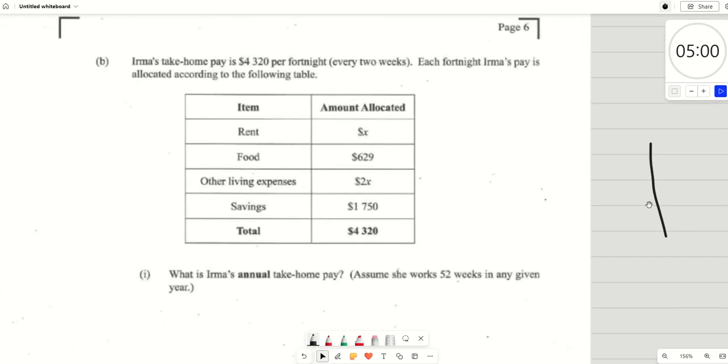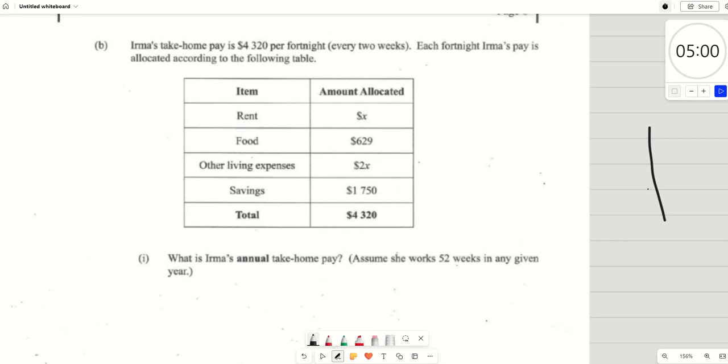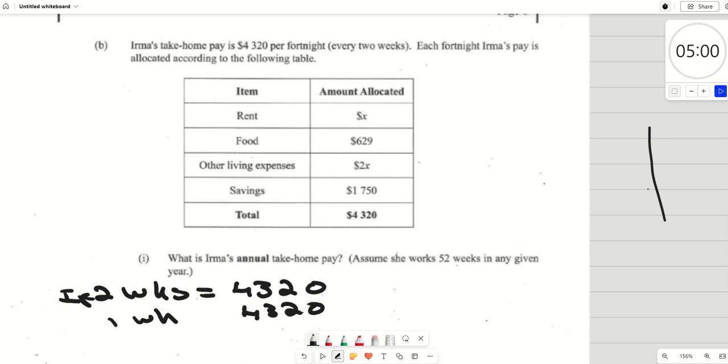All right. First off, they know that for every 2 weeks, 2 weeks is equal to 4,320. Right? But how many weeks do they have in the year? They say that she works for 52 weeks. So 1 week. If 2 weeks is 4,320, then 1 week would be 4,320 divided by 2. And then you want to find for 52 weeks.